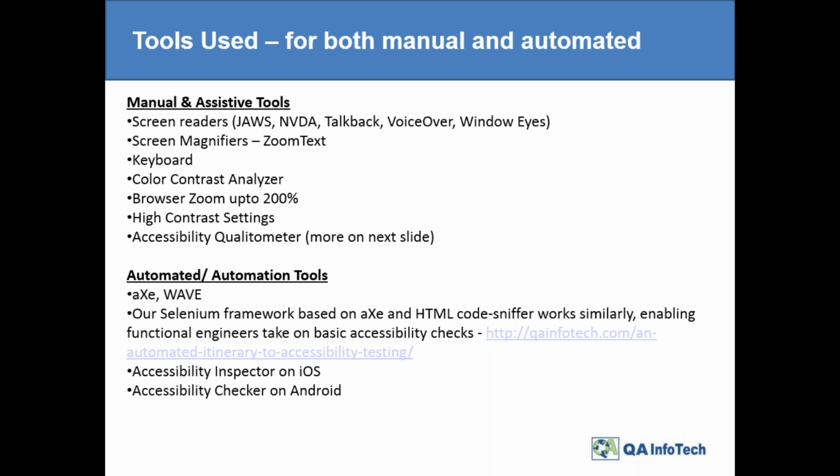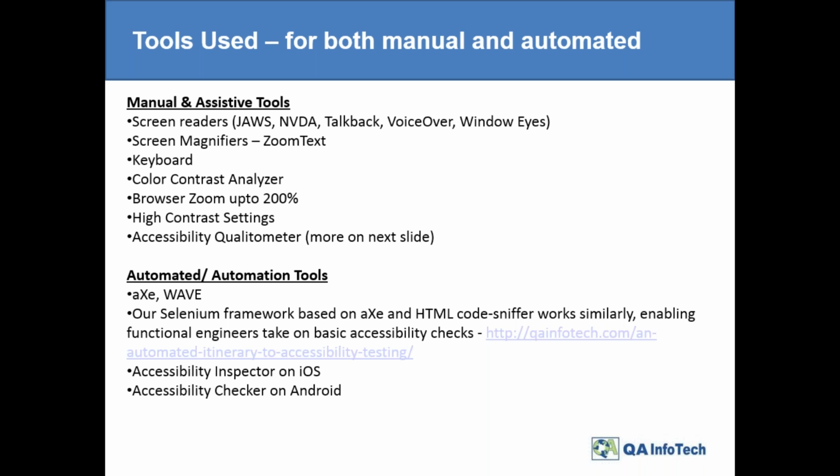First of all, to talk about the manual and assistive tools, we need to first understand that accessibility engineers leverage the assistive tools in order to perform accessibility testing. We have screen readers like JAWS, NVDA, and Windows IE on the Windows platform, and we have TalkBack for Android devices. Also, we have VoiceOver for iOS and Mac devices. Then comes the screen magnification, where screen magnifiers like ZoomText can be very helpful for testing the application for low vision users.